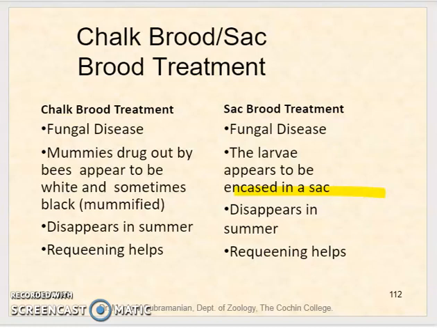So these are the important diseases seen in the apiary. In short, bee diseases are caused by viruses, bacteria, fungi, protozoa, and mites. There is a parasitic mite called Acarapis woodi that causes a disease called acarine disease. They are also called tracheal mites. So the disease caused by tracheal mites is acarine disease.